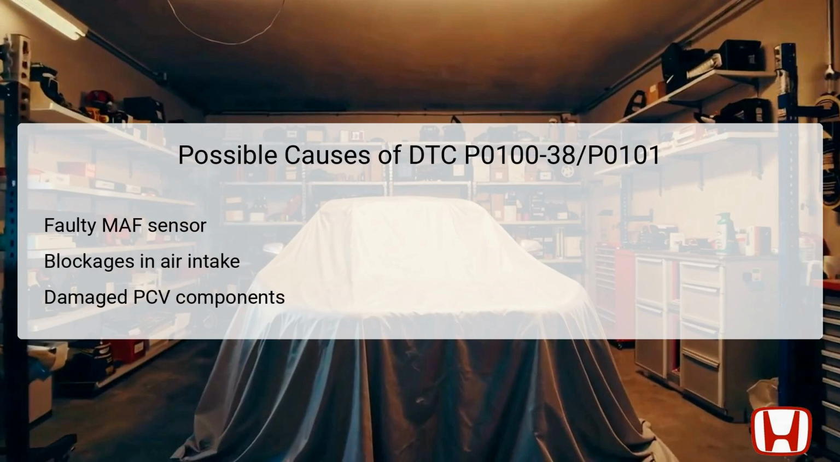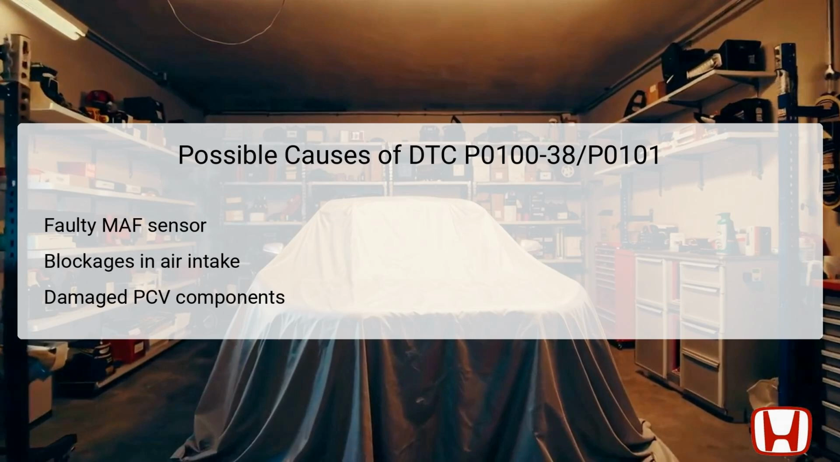The potential causes for the activation of DTC P0100-38 and P0101 can be numerous. A primary suspect is a faulty mass airflow sensor itself. If its calibration is off, or if it has internal faults, it may not provide accurate readings, thus triggering the DTC. Additionally, blockages in the air intake system could restrict airflow, leading to erroneous sensor readings. This could stem from a clogged air cleaner element or damaged intake ducting.